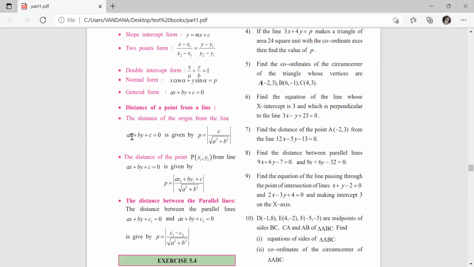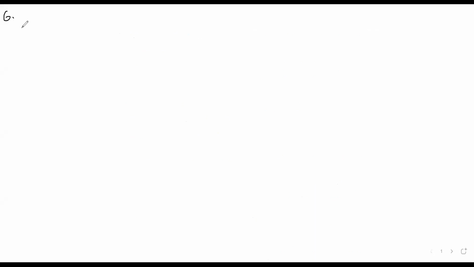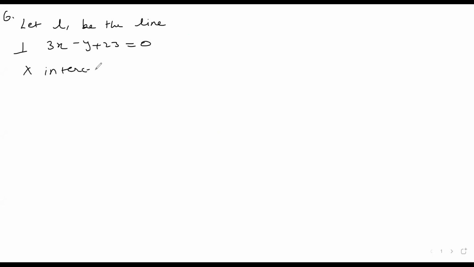Sixth sum, find the equation of line whose x-intercept is 3 and which is perpendicular to the line 3x minus y plus 23 is equals to 0. So I'll say that let L1 be the line and L1 is perpendicular to 3x minus y plus 23 is equals to 0. And x-intercept is 3.